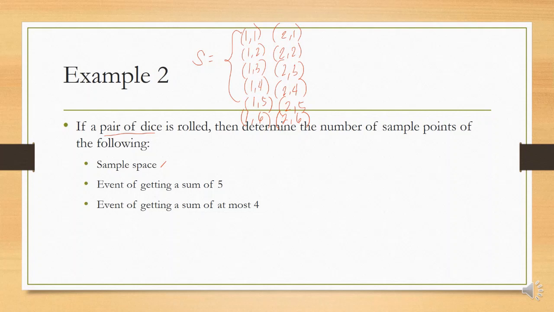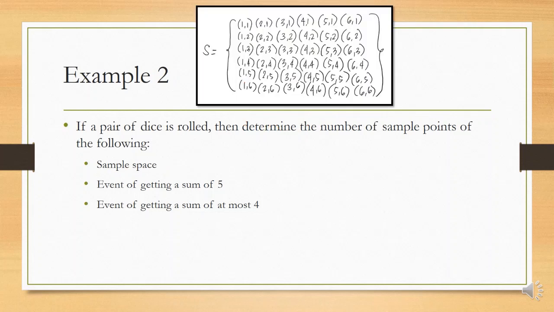I will be filling up the right part on the next slide. We will complete it. As we can see, I have put the completed sample space in this part, up to 6,6. So if you are asked how many sample points, the number of sample points are in this bracket, so the n of S will be 36.